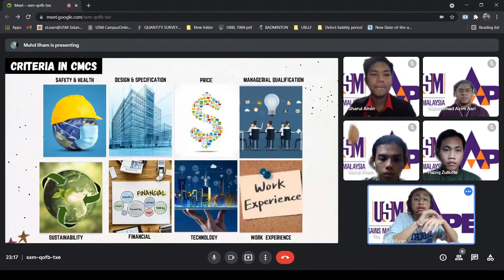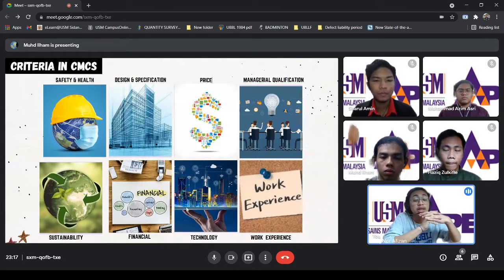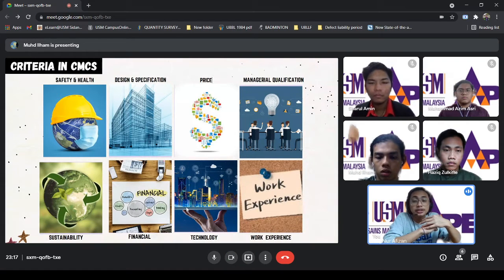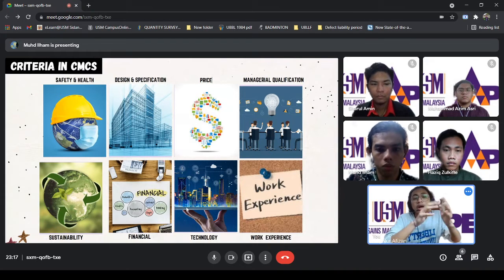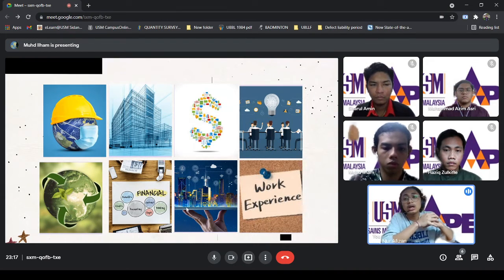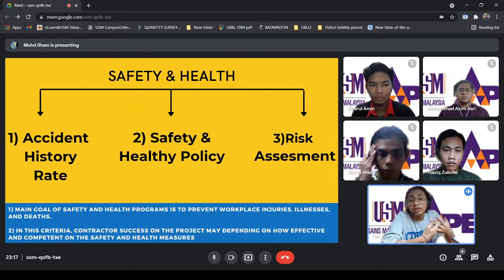So in this slide, you could see the criteria that we determine for this CMCS system. First, we start from safety and health, then specification and design, followed by price, managerial qualification, followed by sustainability, next financial, technology, and lastly work experience. So in the next slide, you will see how we determine the safety and health. For me, safety and health is important in this current situation, which involves our life, because COVID-19 is a main problem for the construction industry nowadays.